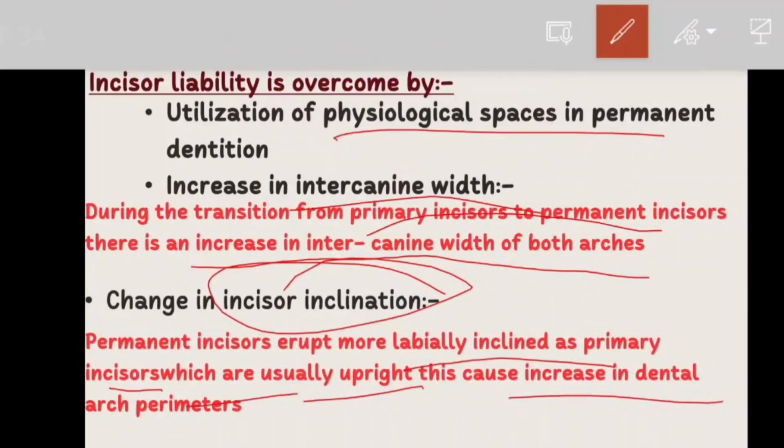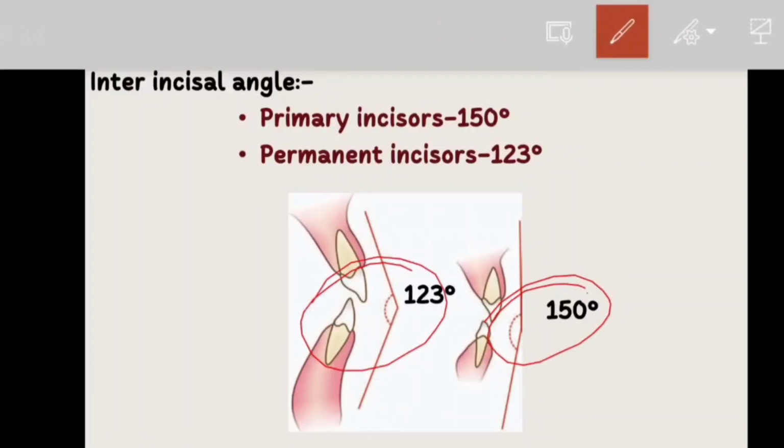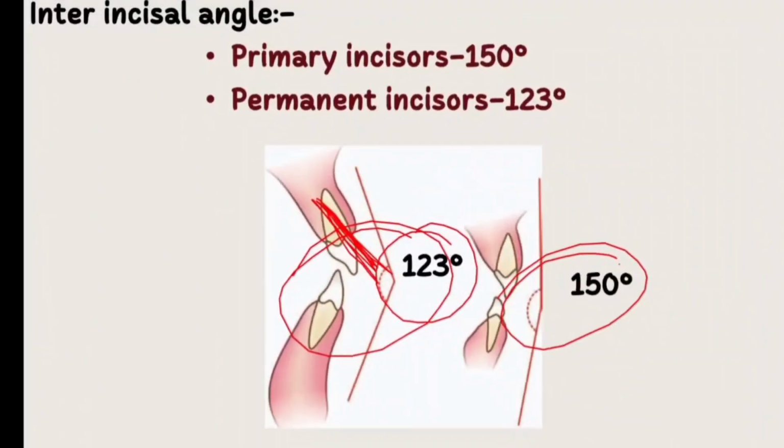You can see here the inter-incisor angle. In primary it was 150 degrees, which is almost straight, and in permanent, which is more labially inclined, it was 123 degrees. So this is how the permanent incisors adapt in the space after the loss of the primary incisors.